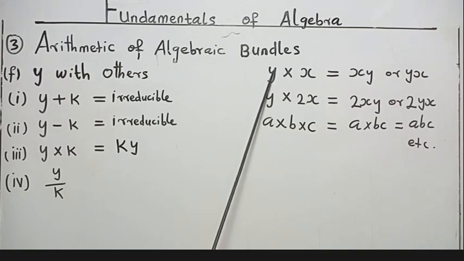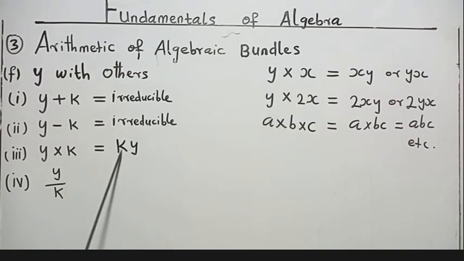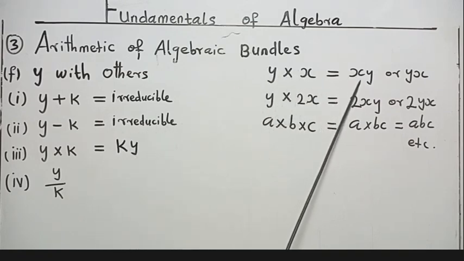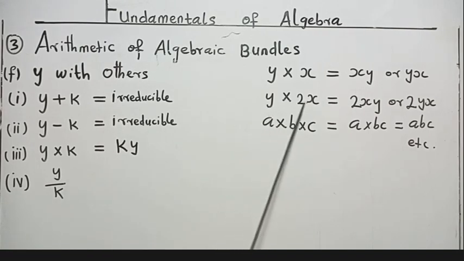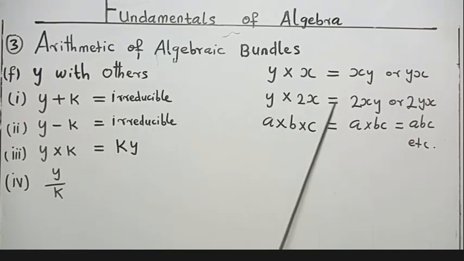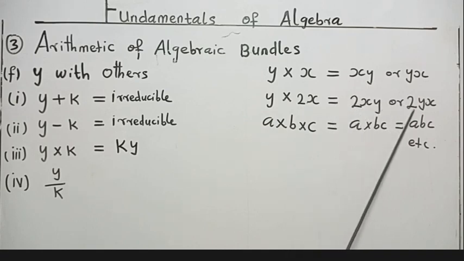Right here we have y times x. Based on this law, it is equal to xy or yx. These and these are the same thing because of commutative law. What about this y times 2x? In this case, our k has become this 2x, and our y is still where it is. So y times this 2x is equal to 2xy or 2yx. I hope what is happening here is clear to you.